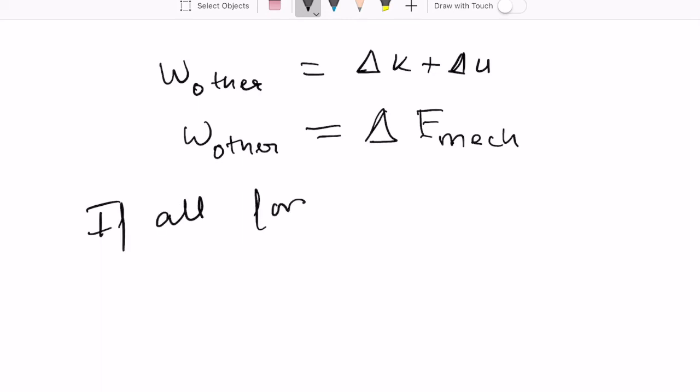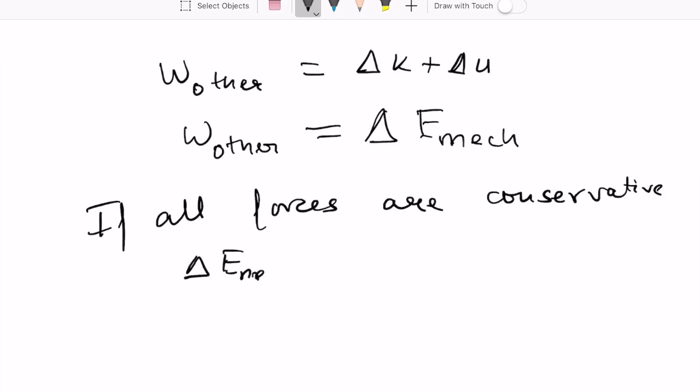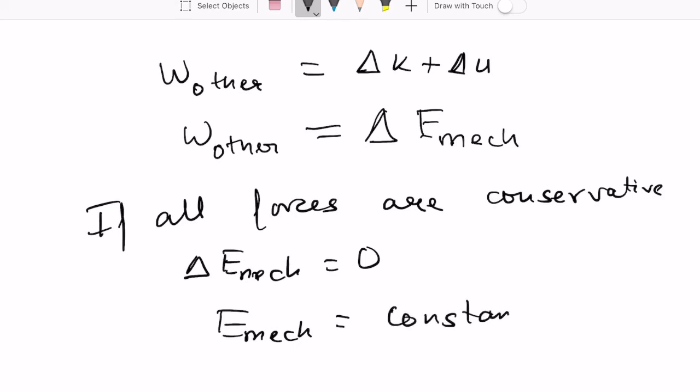all forces are conservative, then W other would be 0, right? Because W other is only the forces that are not conservative. Then delta E mech is going to be 0. And so E mechanical would be conserved, or constant, because its change is 0. So if all the forces are conservative forces, then the total mechanical energy of the system would be conserved.